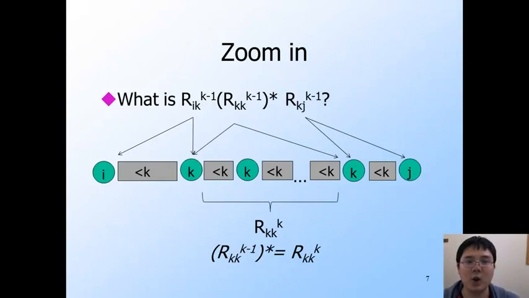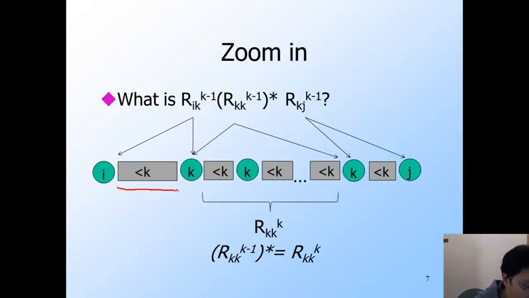In the illustration, we can see that Rik k minus 1 corresponds to the part from i to the first encounter of k. Then all parts between k can be described by Rkk, k minus 1. As we do not know how many times the path will go through k, we use Rkk, k minus 1 star. In the end, we have Rkj, k minus 1, which corresponds to the label of path from the last encounter of k to j.